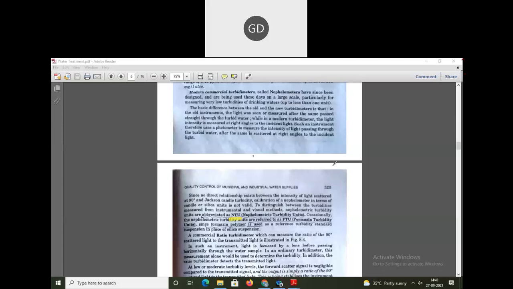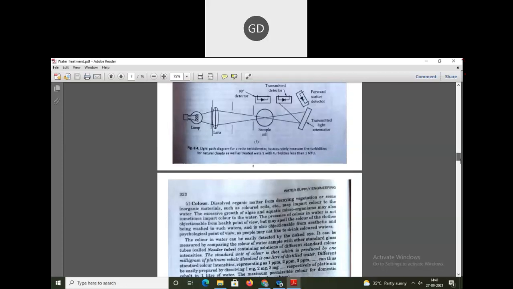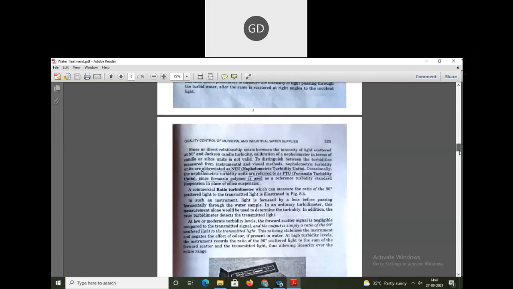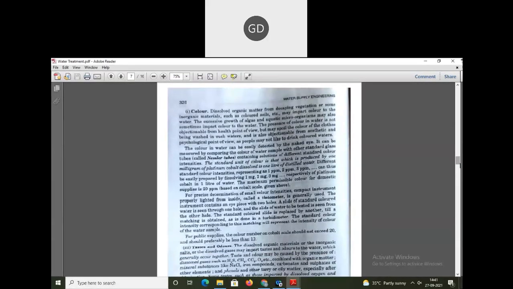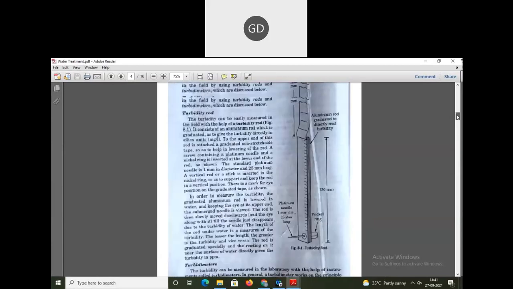So basically these are the different types of turbidimeters. Let us keep our today's class up to here. Next class we will go to the other physical characteristics of the water.